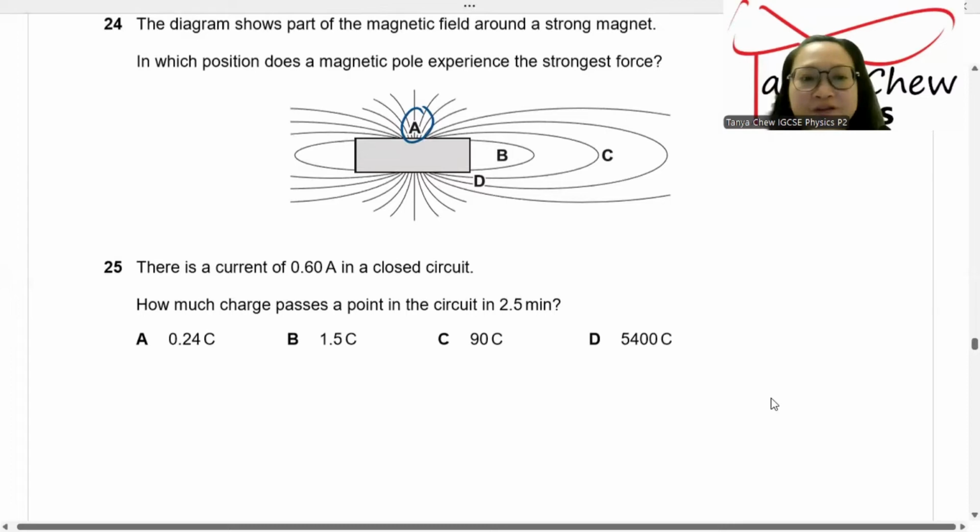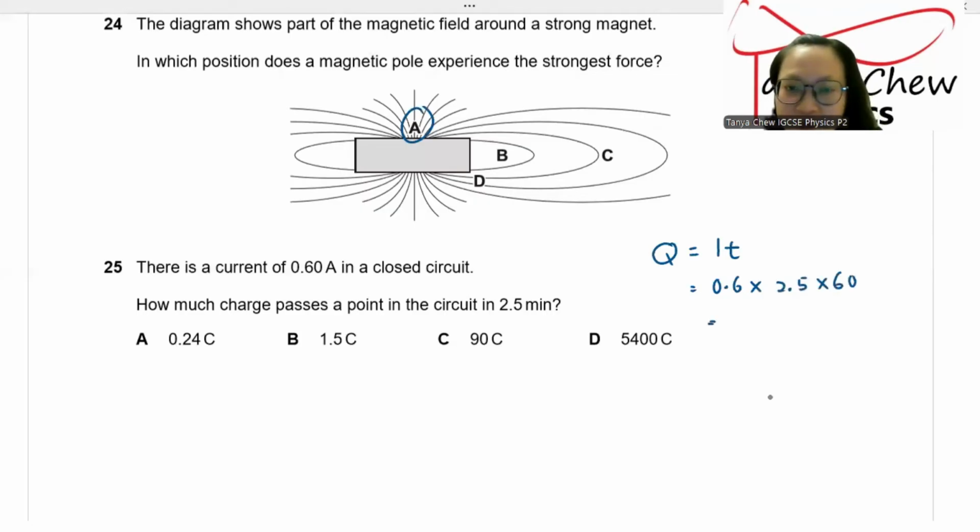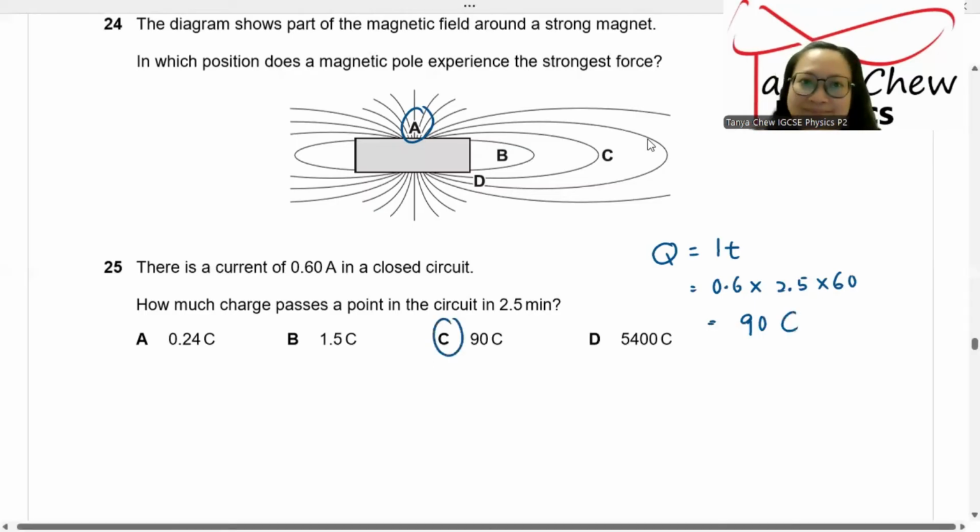Number 25, there is a current of 0.6 ampere in a closed circuit. How much charge passes a point in the circuit in 2.5 minutes? Charge, kill it! Current is 0.6 ampere, but time has to be in seconds. So you have to change 2.5 minutes to seconds. So the answer is 90 coulomb. C is the answer.